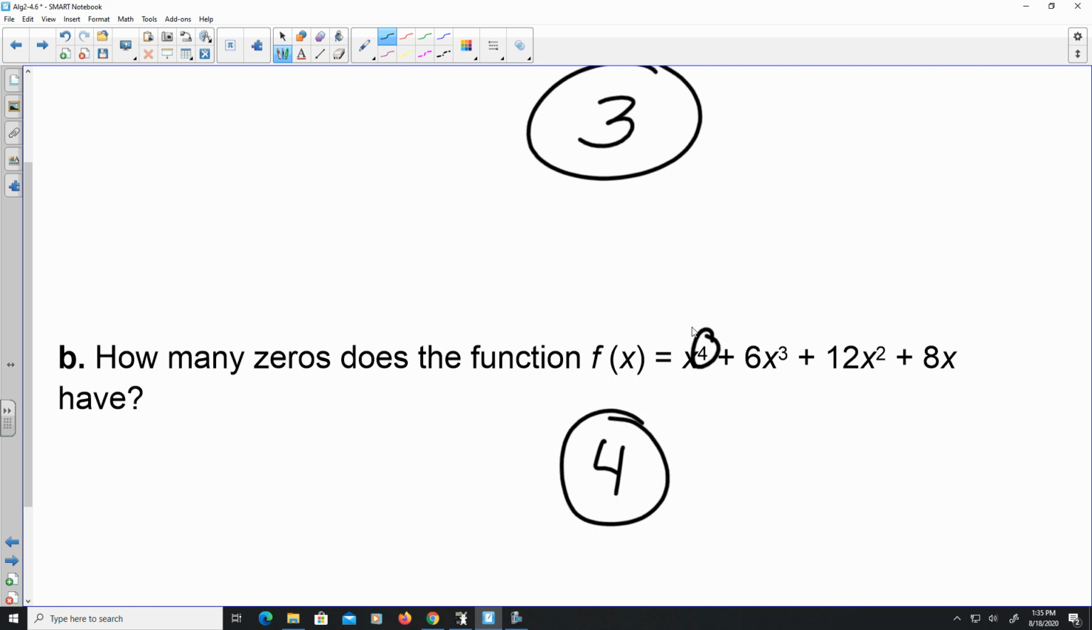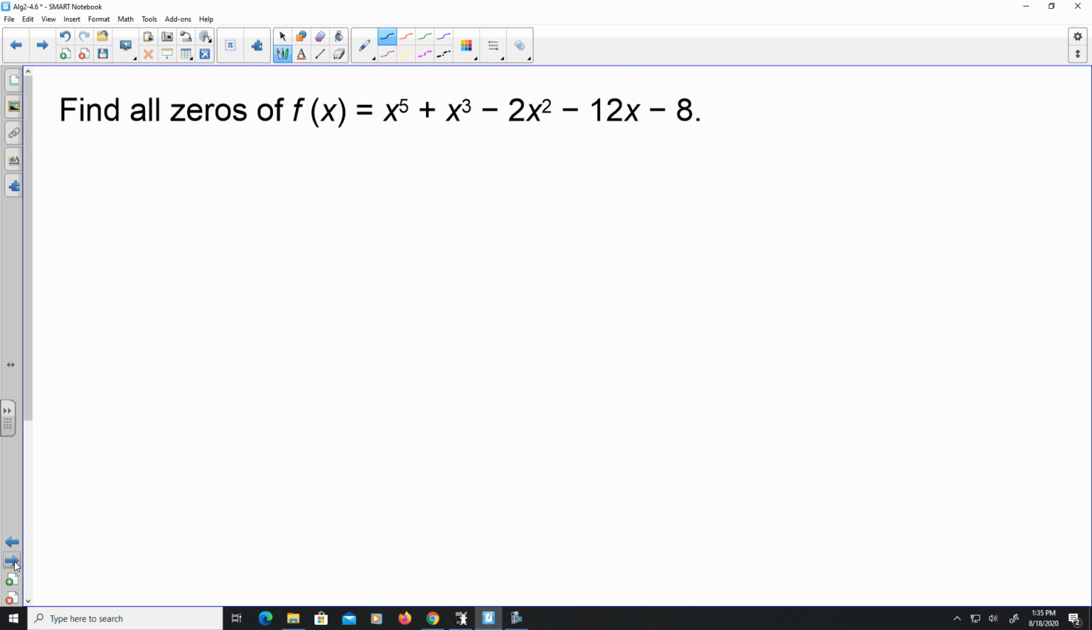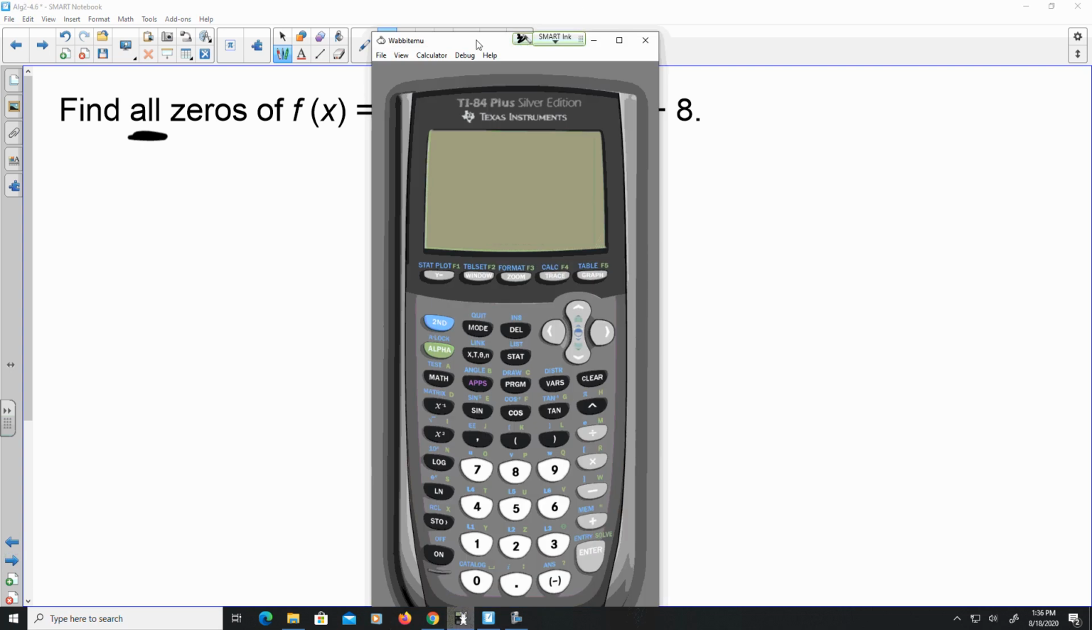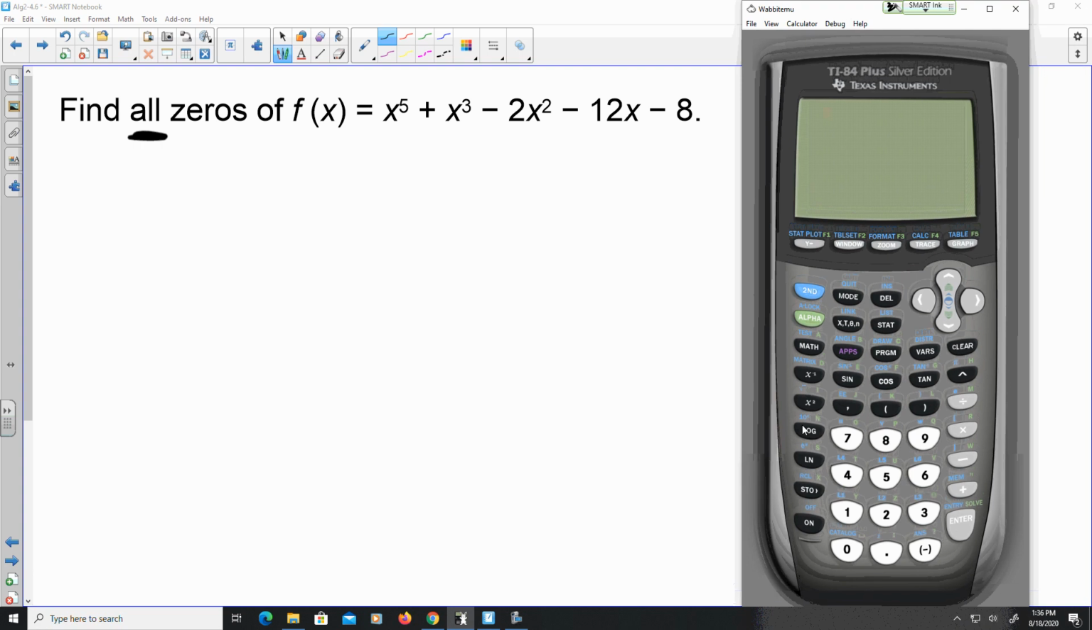When they get into asking to find all the zeros, prior to that they were just asking to find the real solutions. Now they want you to find all, so that is both the real solutions and the imaginary solutions. Here's how we're going to go about solving this. I would suggest you get out your graphing calculator and type this in.